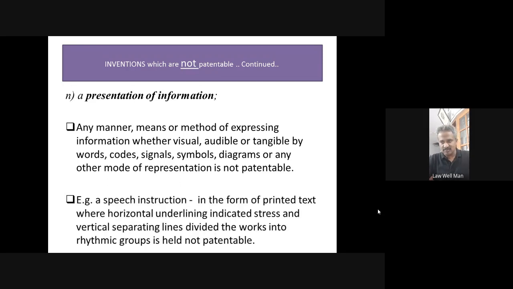Example is speech instruction in the form of printed text, where horizontal underlining indicated stress and vertical separating lines divided the words into rhythmic groups, is held not patentable. If you're familiar with the language of music, wherein you have got certain things which I may not make sense of, some of you might, and a person familiar with that will understand how the music should go, how rhythmic it should be, and where it should go, up and down and all those. Even that is a coding, that's a presentation of information, which will have problems under section 3N.